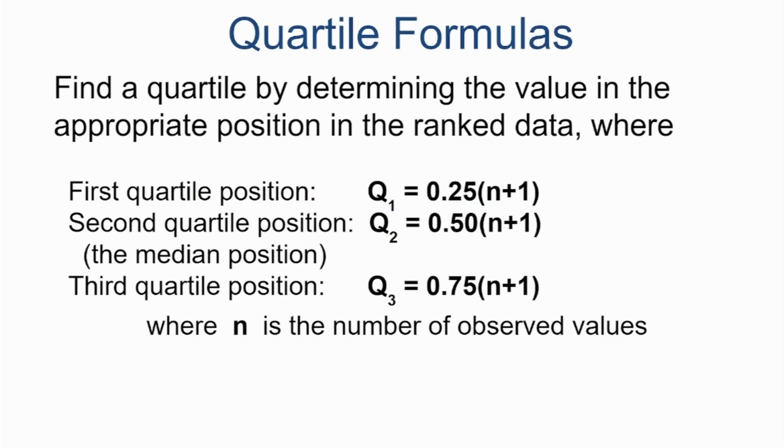This is very simple. As in the median, it was (n plus 1) by 2; similarly, the quartile positions are 0.25 into (n plus 1), 0.5 into (n plus 1), 0.75 into (n plus 1). As simple as that. This is very easy, nothing to worry about.